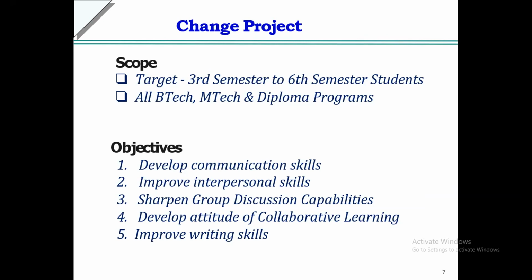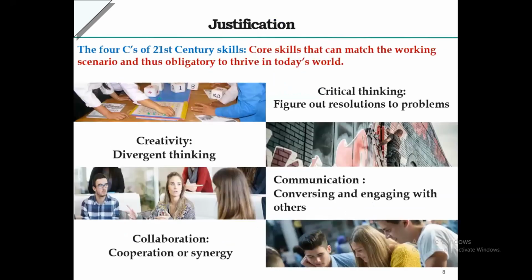These skills are not only required for the 21st century, but they also improve writing skills, because again and again we are seeing that students coming nowadays do not have good writing skills on average. The 4 C's of 21st century skills that people talk about are critical thinking, to figure out resolutions to problems; creativity, which comes from divergent thinking; communication, which comes with conversing and engaging with others; and collaboration, which is all about cooperation or synergy between each other. These very important skills are called the 4 C's of the 21st century that people have to take up to really thrive in today's world.